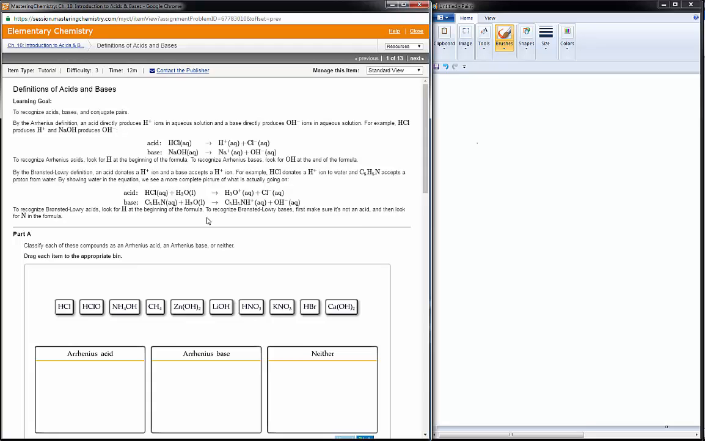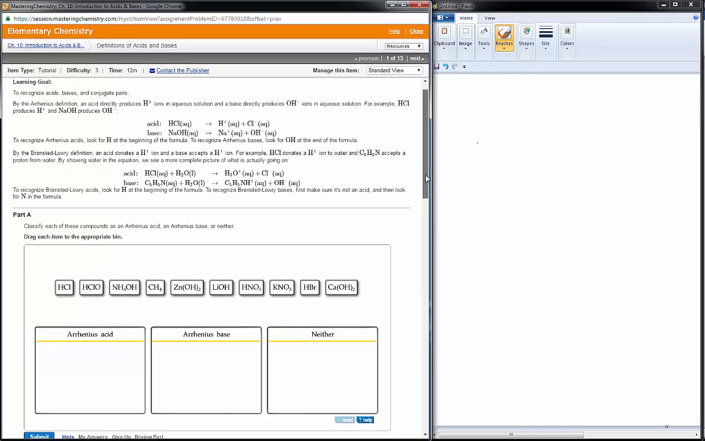So the first question is looking at how we define acids and bases, and we've got two different definitions. We have the Arrhenius one here, which says we make H+ ions, that's acids, and bases make OH- ions. So that's just a very simple definition. That's the Arrhenius definition, and that's what part A is asking us to classify.